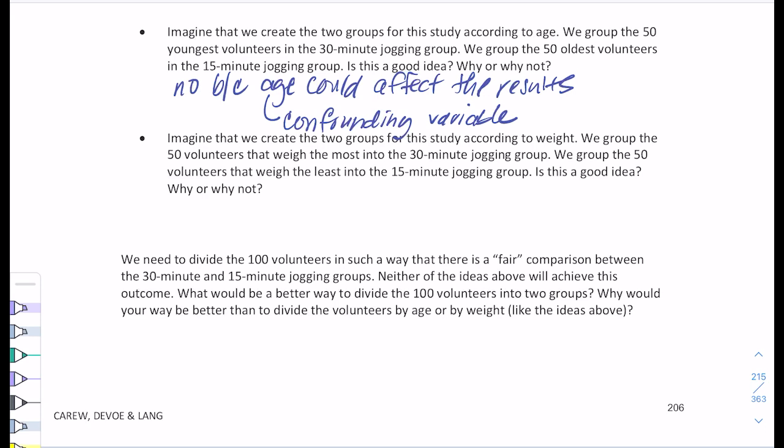What if instead we created two groups according to weight? Again, weight would be a confounding variable. Weight could affect the outcome. If you're heavier, you might have a harder time jogging for 30 minutes as opposed to someone who is more physically fit. So we need to divide the 100 volunteers in a fair way to be able to compare them. And again, if we were to do this randomly, we would combat any of the bias that would occur by separating people according to groups of those types, like age and weight.